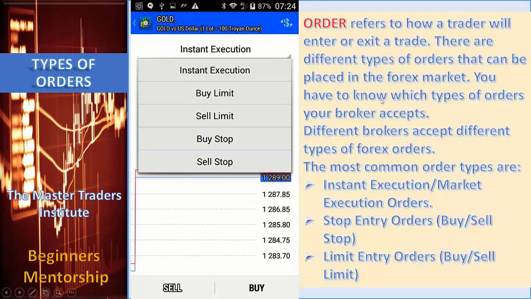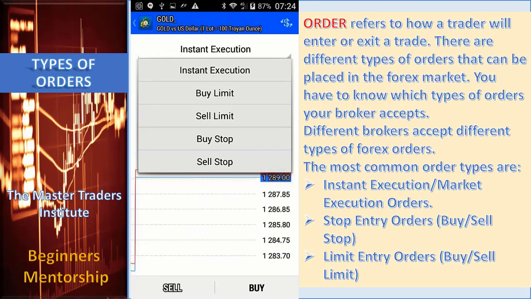So let's talk about the types of orders. Order refers to how a trader enters or exits a trade. There are different types of orders that can be placed in the Forex market. You have to know which type of order your broker accepts. Different brokers accept different types of Forex orders. The most common order types are instant execution or market execution orders, stop entry orders, which is buy or sell stop, and limit entry orders, which is buy or sell limit.